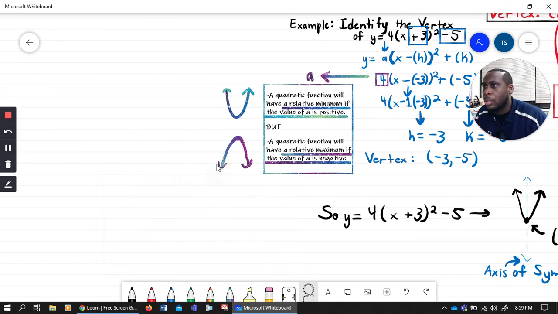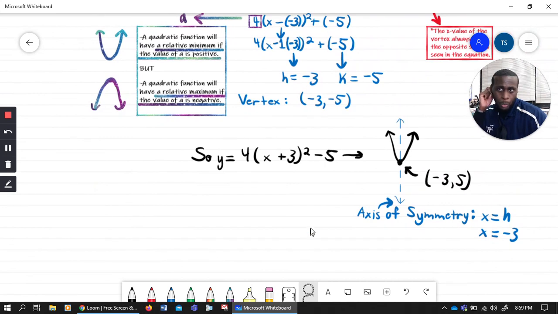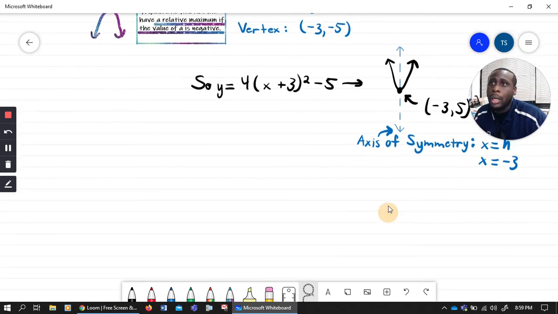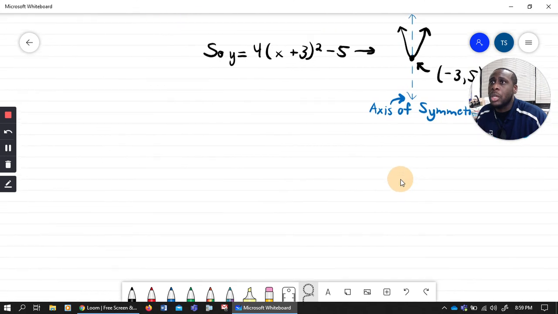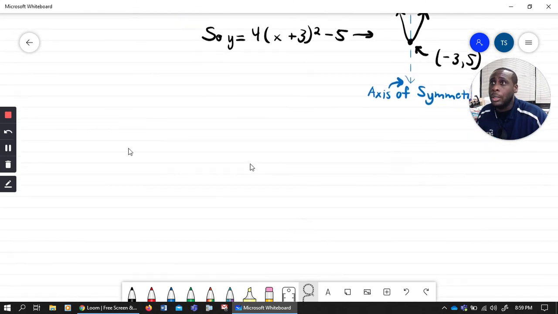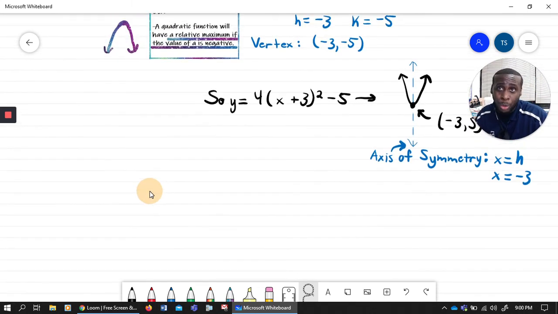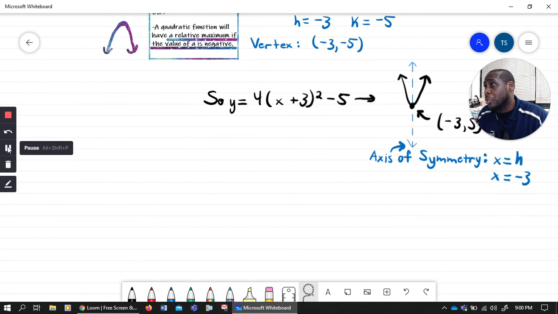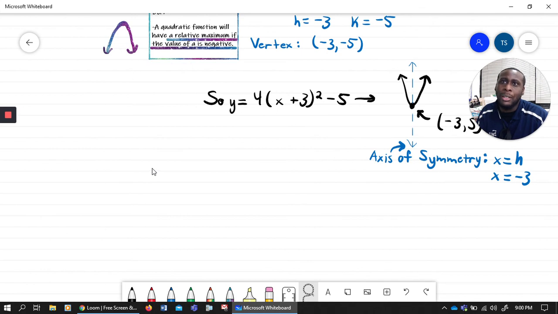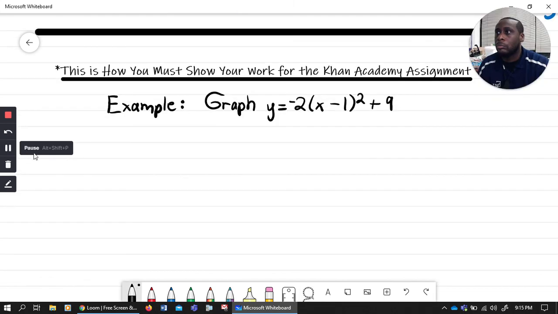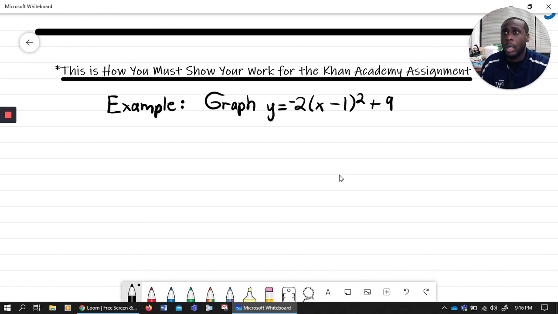Okay, poof, be gone. Alright, so now we're going to go ahead and look at a few examples where I'm showing you, particularly for my students who are enrolled in my classes, exactly how I want you to do that Khan Academy assignment of graphing vertex form for quadratic functions. So this is how you're going to have to show your work for the Khan Academy assignment that I've assigned to you.